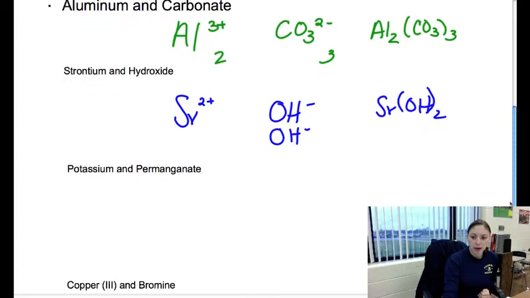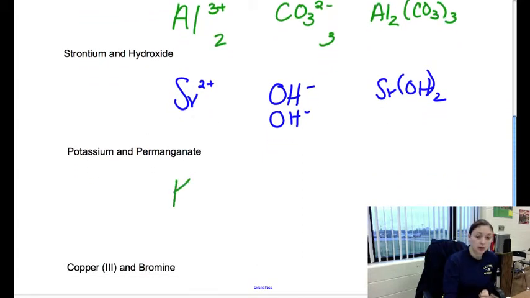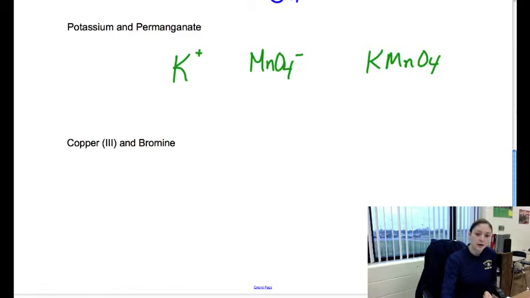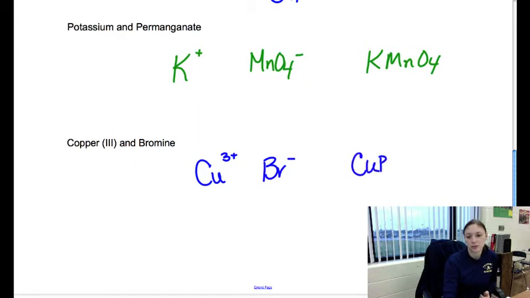Let's try potassium and permanganate. Potassium's in group 1. It's K. It's a 1+. I don't know permanganate, so I look at the back of my periodic table. It tells me that it's MnO4-. So they're equal. I just go KMnO4. Last one. Copper 3. Remember, that means that I go Cu 3+. It tells me the charge. And bromine, well, that's normal. So I go Br-, CuBr3, because I need 3 bromines to equal out that 3+. And those are the formulas for ionic compounds.